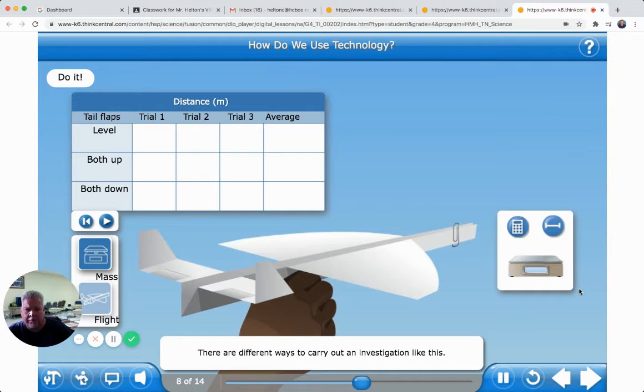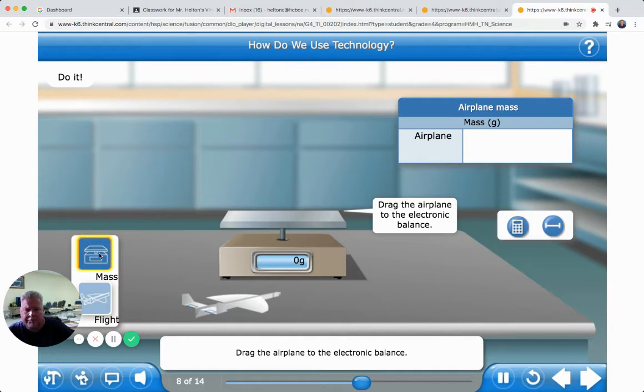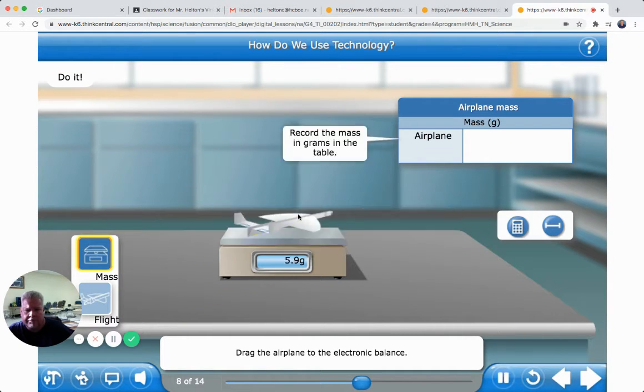There are different ways to carry out an investigation like this. The first condition you need to check is that the plane has a mass of 6 grams or less. Click this button to test condition 1. Drag the airplane to the electronic balance. Record the mass in grams in the table. Okay, so what is the grams? Looks like its mass is 5.9 grams. We always want to put our labels on, so we put a G there for grams.